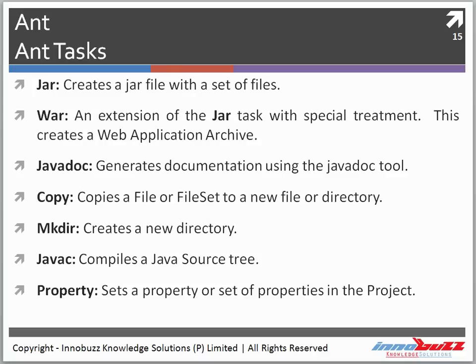Javac compiles a Java source tree. The source and destination directory will be recursively scanned for Java source files to compile. Only Java files that have no corresponding class file, or where the class file is older than the Java file, will be compiled. Property sets a property by name and value, or set of properties from file or resource, in the project. Properties are case sensitive.